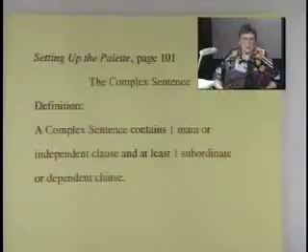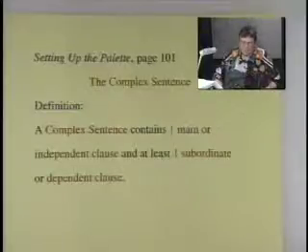I want you to notice something. Main and independent mean exactly the same thing. And in the same way, subordinate and dependent mean exactly the same thing. So if I asked you, books closed, to tell me on the next lecture what is a complex sentence, and Amy said it's one main clause and one or more dependent clauses, and if Ben said it's one independent clause and one or more subordinate clauses, they would have said the very same thing.